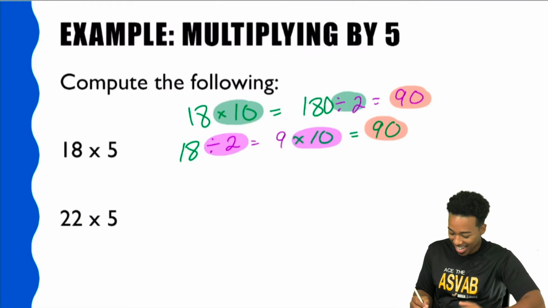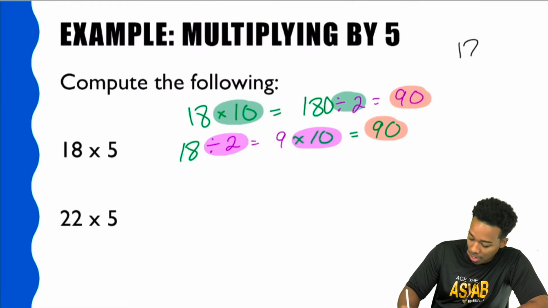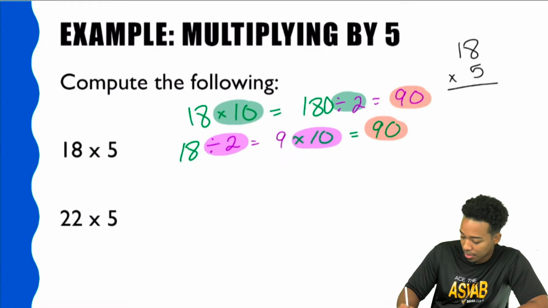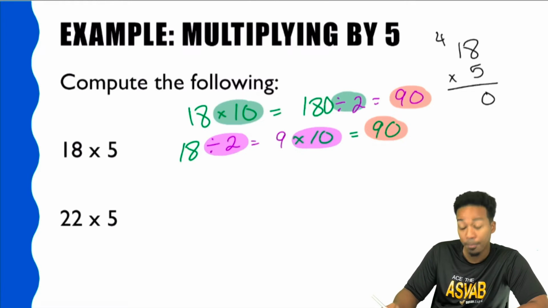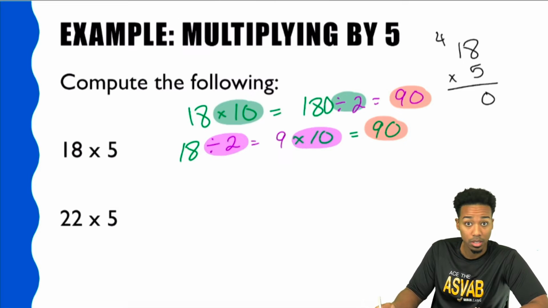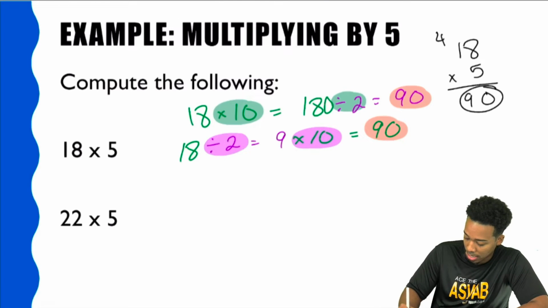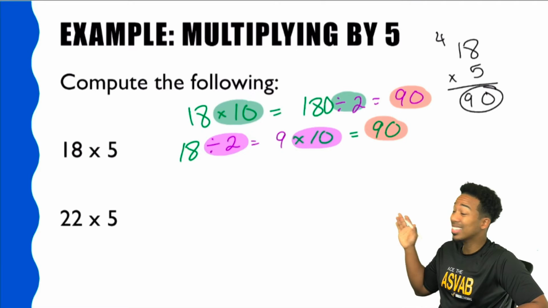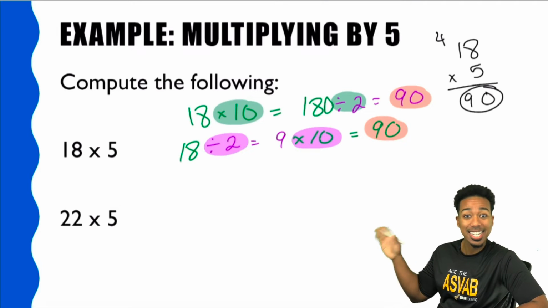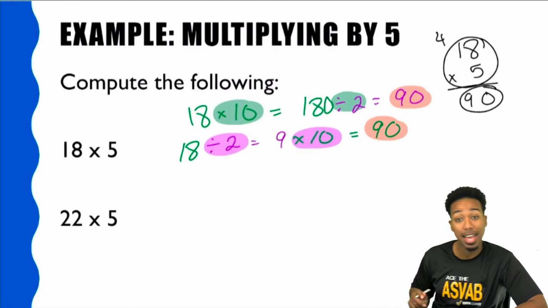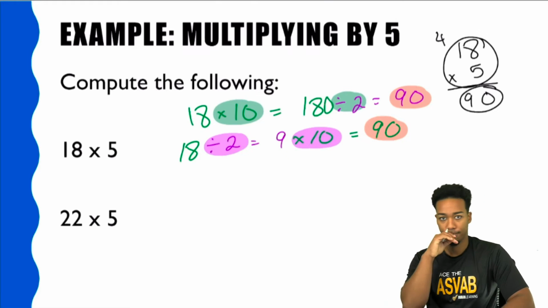It's awesome. And if you did it the normal way, look at how long this would take. 18 times 5, 8 times 5, that's going to give you 40, carry the 4. 1 times 5 is 5, plus 4 gives you 9, 90. By the time you write 18 times 5 down, by the time you write that part down, I would have already done it.